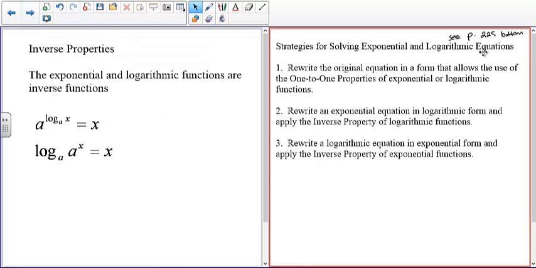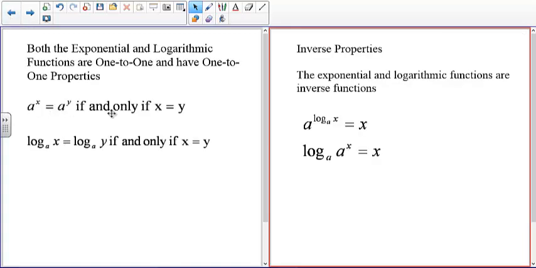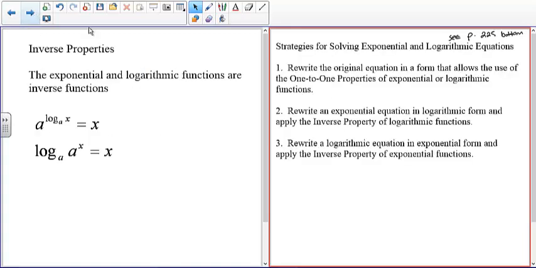So the strategy, and it's on the bottom of page 225 in the 6th edition, is you rewrite the original equation in a form that allows the use of the one-to-one properties of exponential or logarithmic functions. So if we can get it in this form, then we can just set x equal to y. You can rewrite an exponential equation in logarithmic form and apply the inverse properties of logarithmic functions, or you can rewrite the logarithmic equation in exponential form and apply the inverse properties of exponential functions. So that's using this technique. Let's just go through some examples.